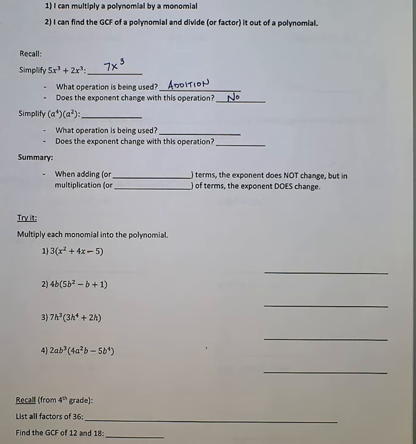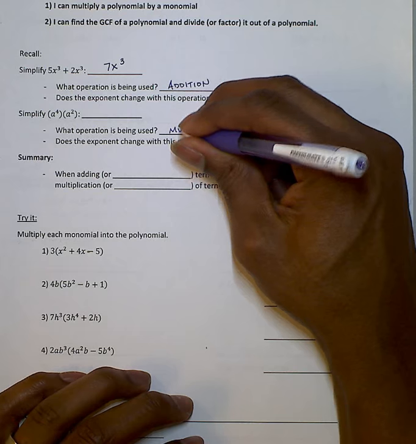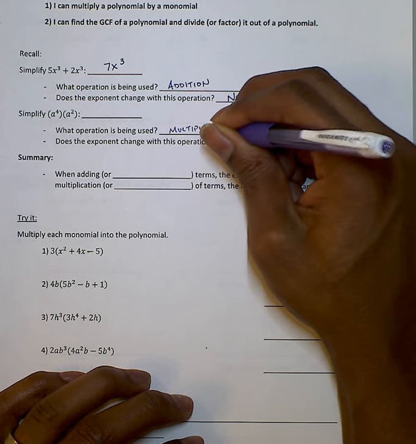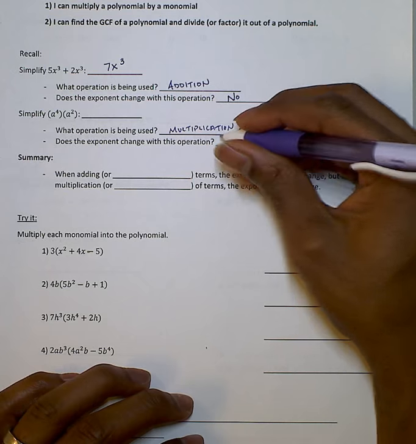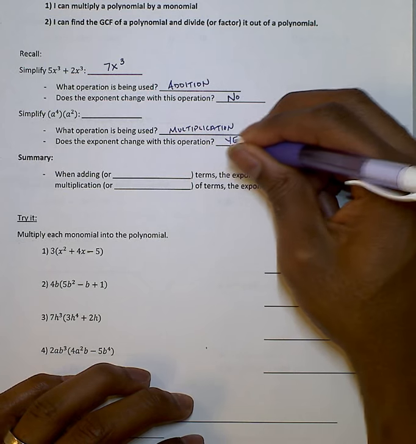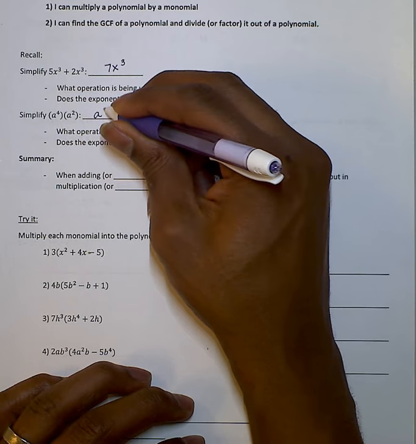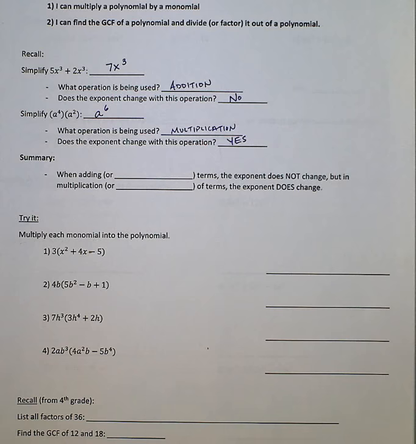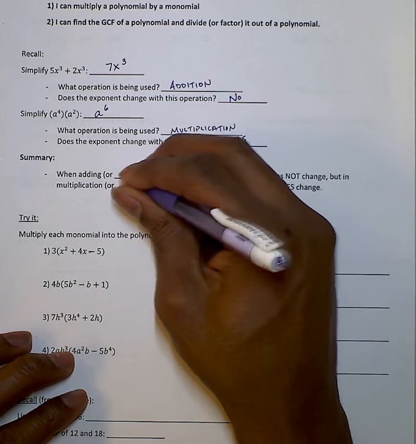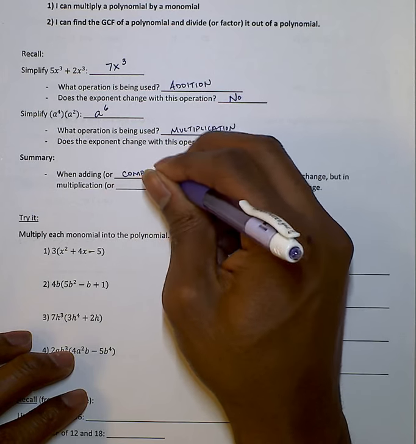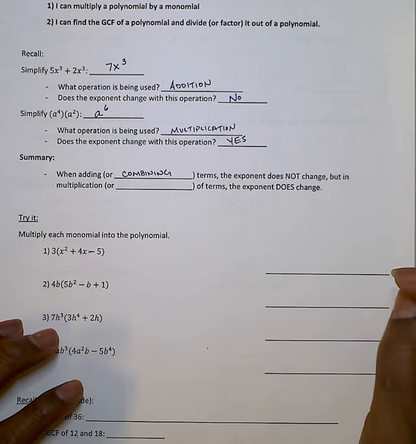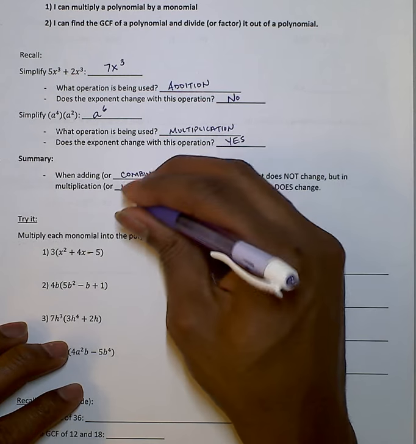Okay, and then we have simplify a to the 4th times a squared. You know what operation is being used here: multiplication. And remember that in this case, the exponents do change. Remember, when we multiply exponents with the same base, then we add those exponents. 4 plus 2 is 6. When adding or combining terms, the exponent does not change, but in multiplication or distributing of terms, it does.